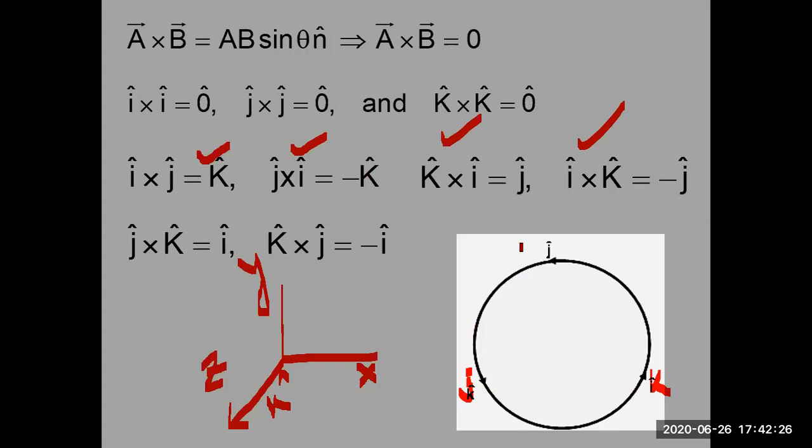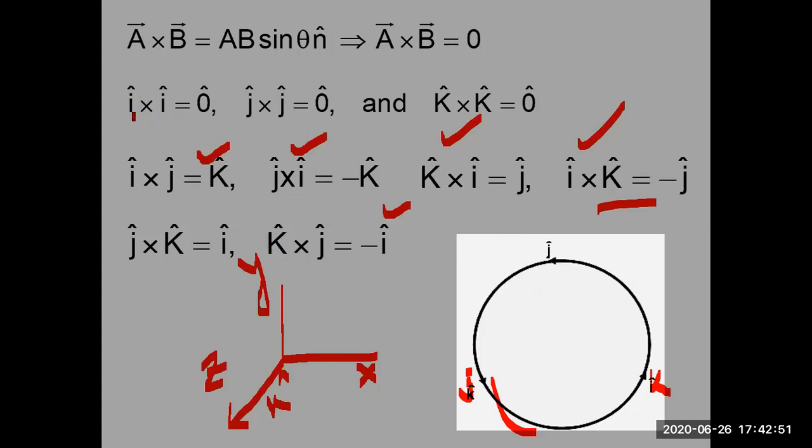So if you follow the anti-clockwise direction, that is, the opposite to that, then the sign will be opposite. I cross K will be equal to minus J, and K cross J will be equal to minus I. So this is the concept of multiplying.